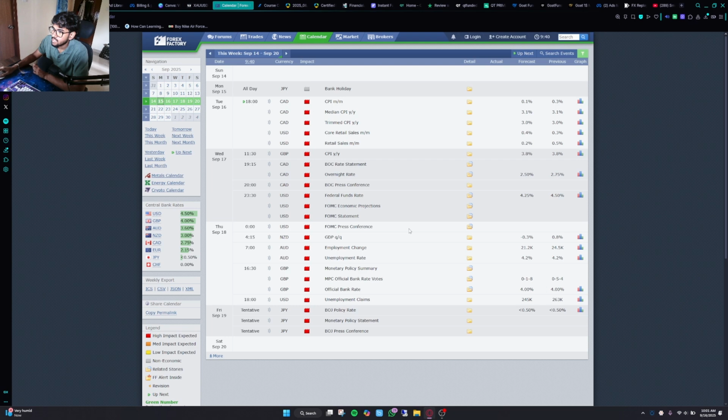Tuesday, September 16th. So this is your Forex Factory. We have two red folder news, core retail sales month on month and retail sales month on month. And you can see the data. The data suggests 0.4 compared to 0.3, meaning the core retail sales have gone up compared to last month. And the retail sales has slightly gone down compared to last month.